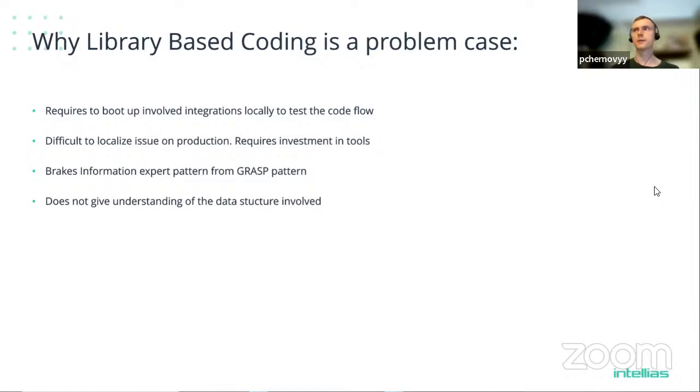right? Because we need to follow each step of the if condition to find out what was wrong, if only the template was missing or the prices were wrong. So what is happening? It is difficult to localize an issue on production, and it requires investment in tools.